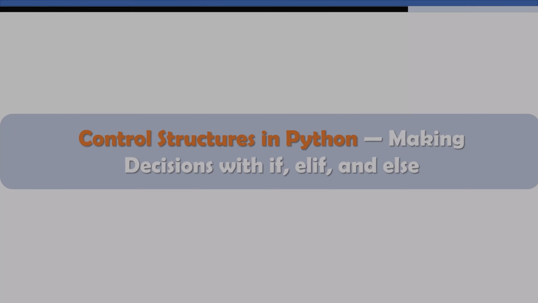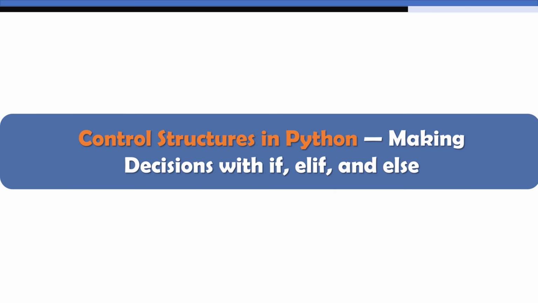Programs often need to make decisions to do one thing if a condition is true and something else if it's false. So in Python, decision making is done using control structures like if, elif, and else. Let's start with the basic structure of an if statement. So you write if and then condition. So you can see the if condition block.